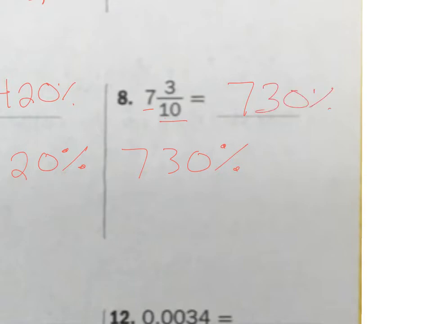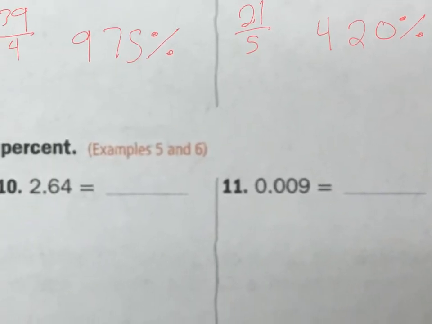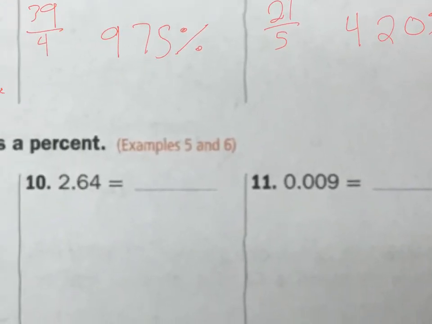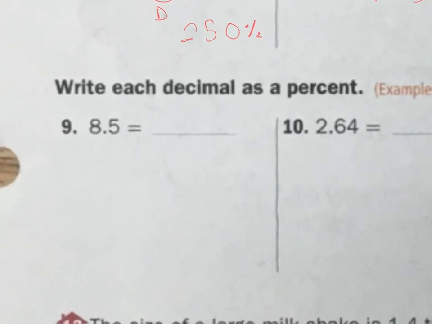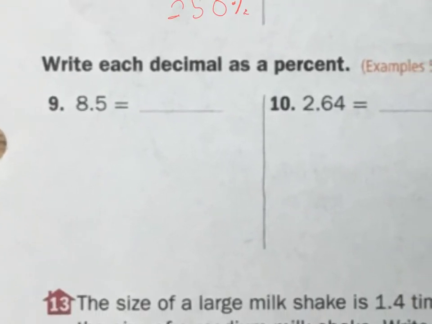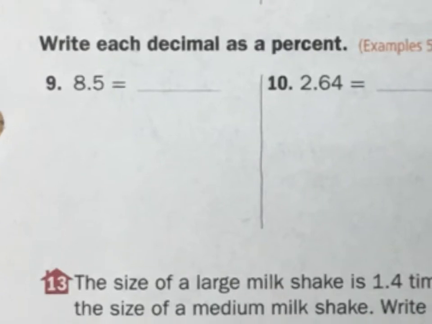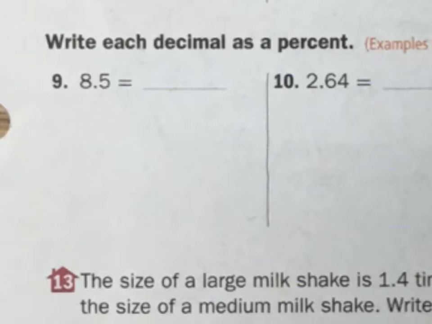Okay. Sure, let's keep going. Oh, we have more here. 9, 10, 11, 12. Okay, let's see what 9 is. 8.5. We want to write each decimal as a percent. And to go to a percent, it doesn't have a percent symbol, so I got to take it over to get one. So 8.5, 1, 2. Then I have my percent. So 8.5 is 850%.